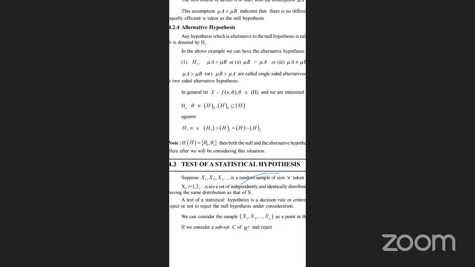Tomorrow we will discuss the test of statistical hypothesis, and also type 1 and type 2 errors. We will also discuss the 7th unit tomorrow, so you have to study the 7th unit. All of you understood? Yes, sir.